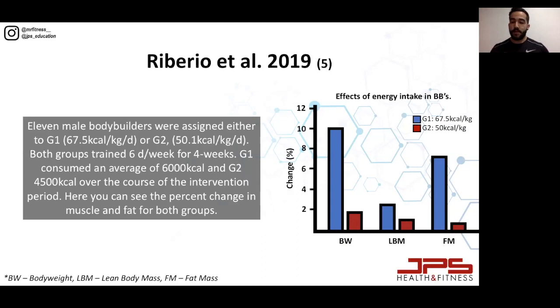When it comes to lean body mass, the group eating 6,000 calories, they gained slightly more lean body mass, but it wasn't a significant difference. As you can see there, it wasn't practically significant.